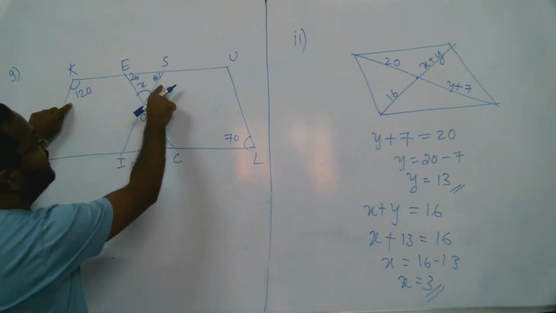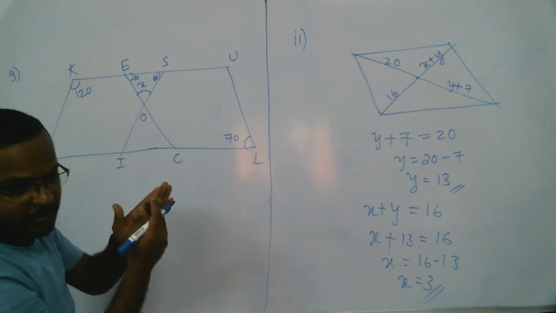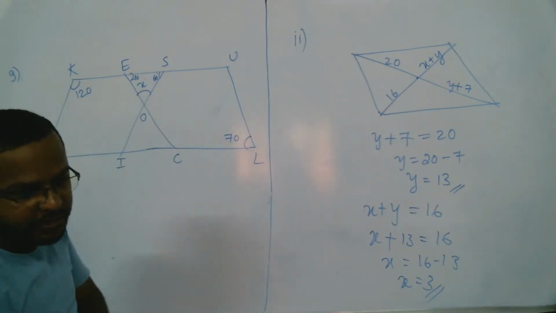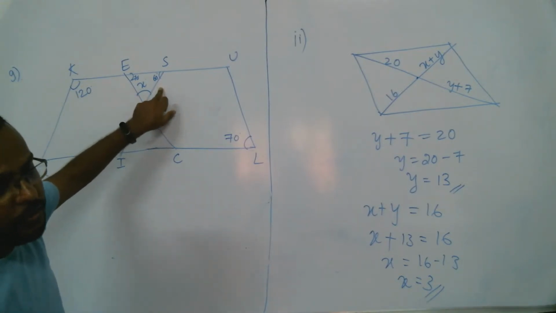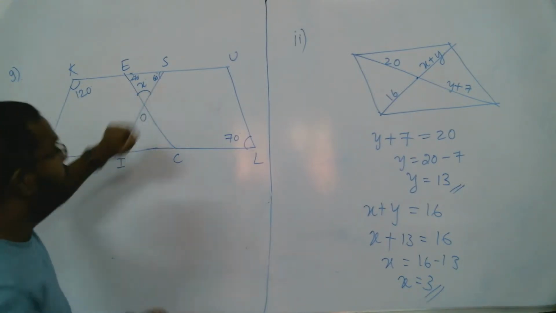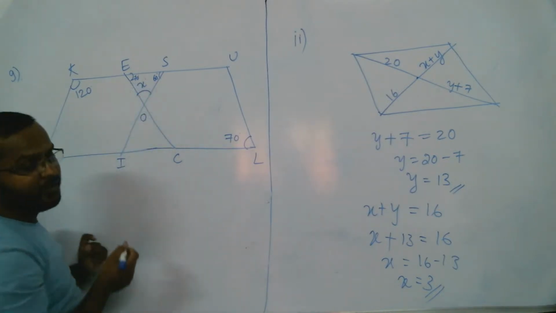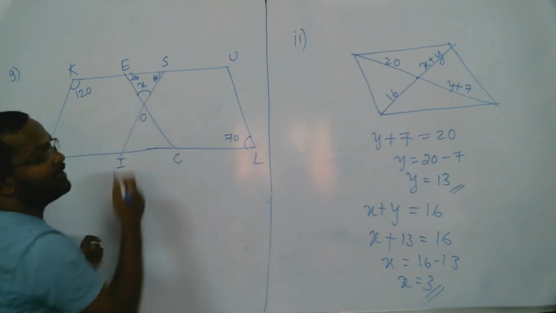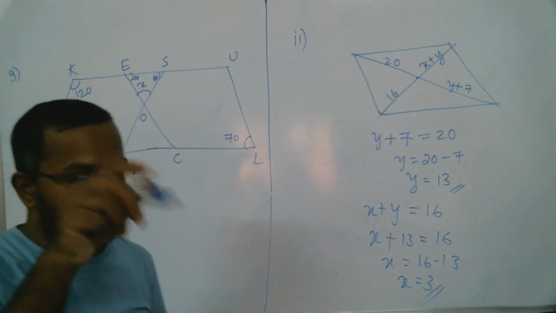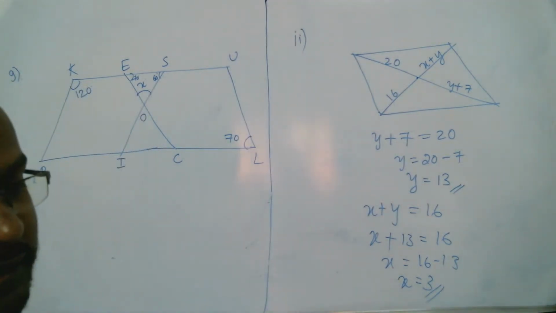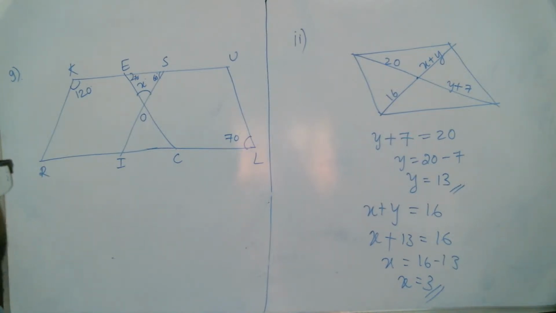So when you are adding these two adjacent angles, you should get 180. Here it is 120, so here you should get 60. So we got this angle as 70 and this angle as 60, and easily you can find the value of x, because when you add all three angles, their sum should be equal to 180 degrees.